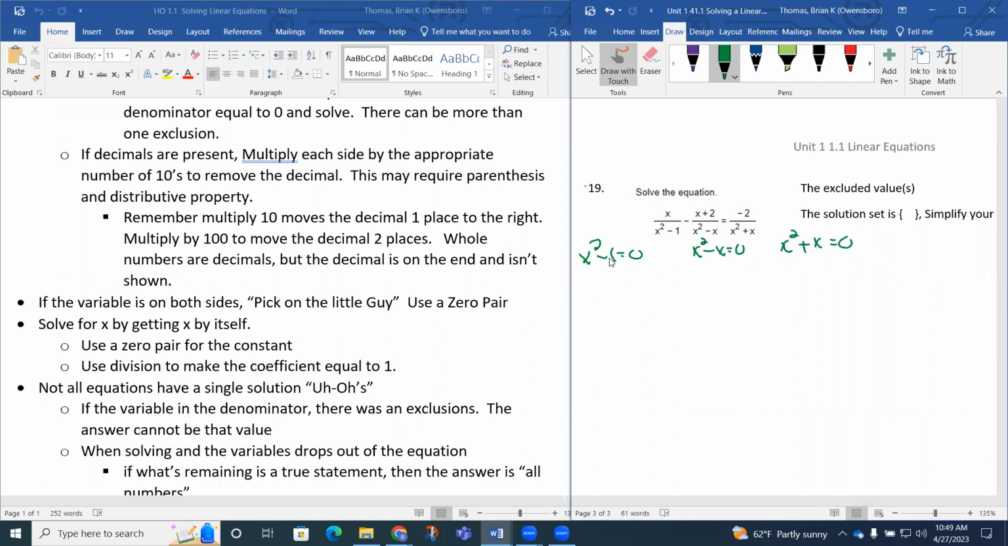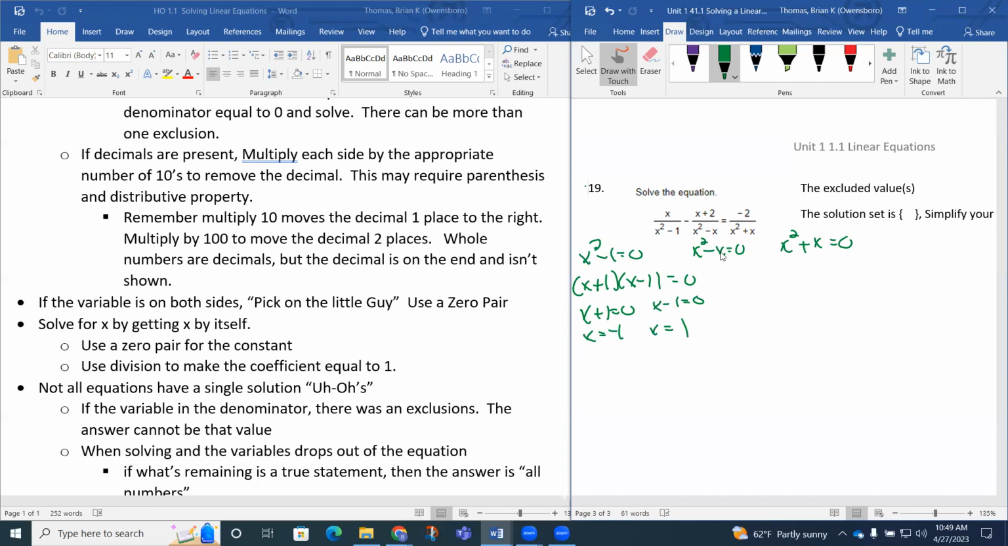Notice how this is actually factorable. I can change this to a difference of squares: x plus 1 times x minus 1 is equal to 0. So all we have to do is ask ourselves what makes these 0. If we set x plus 1 equal to 0, and if we set x minus 1 equal to 0, we identify that x equals -1 here and x equals 1 here. Those are what would make that 0.